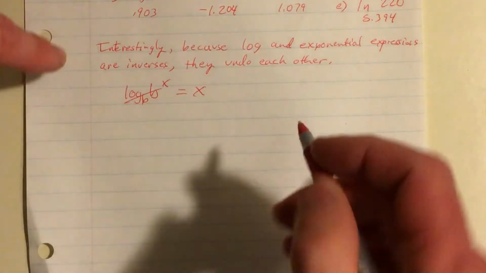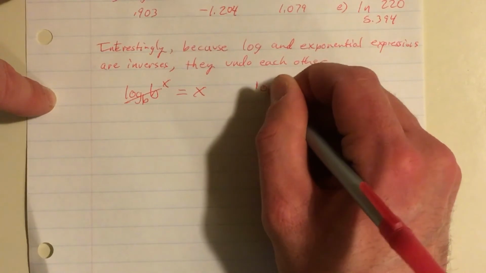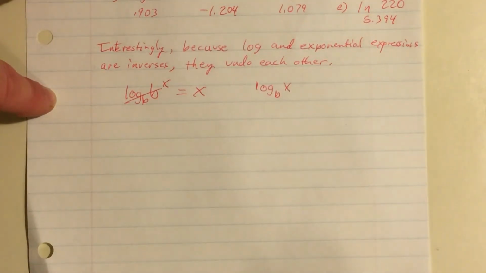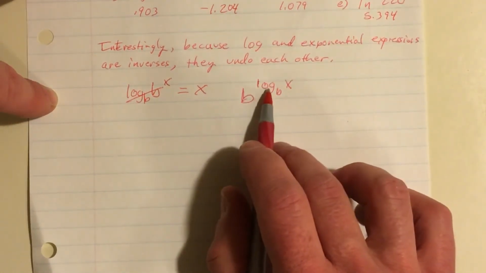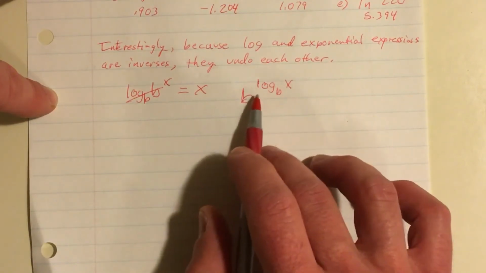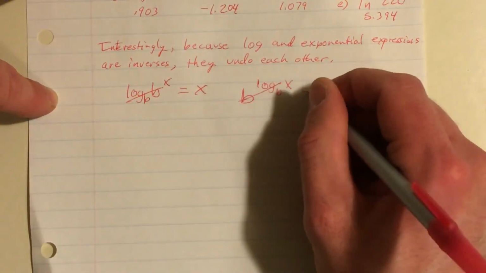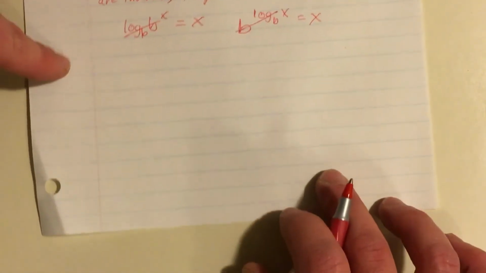Now, doing it the other way would be you've got a log base b of x, and you want to undo it. This is kind of a curious thing. You make b a base, and you make log base b of x an exponent. Is that not the craziest thing? And when you do that, it undoes it, and you're left with x. All right, so this is funny looking. I'll give you that. But let's practice this a little bit, okay?